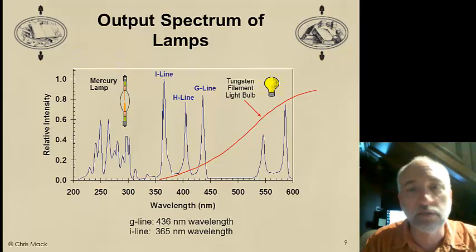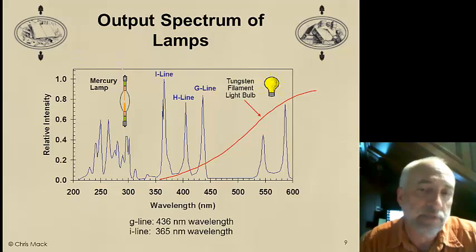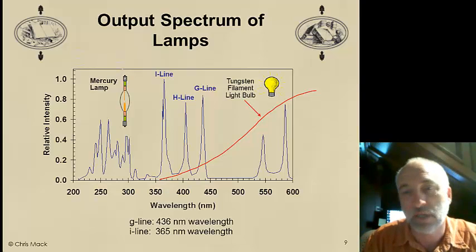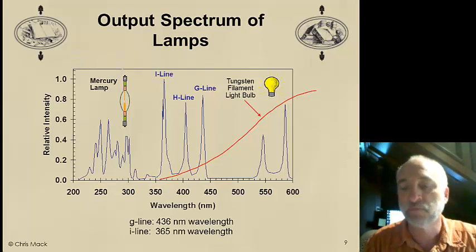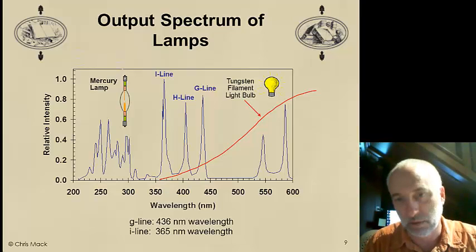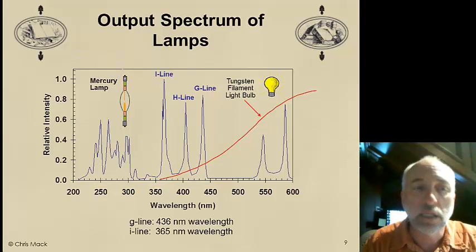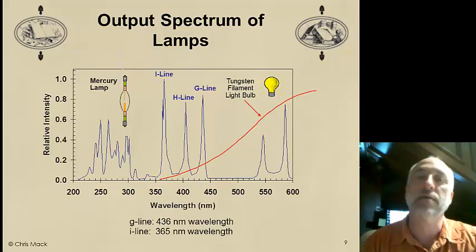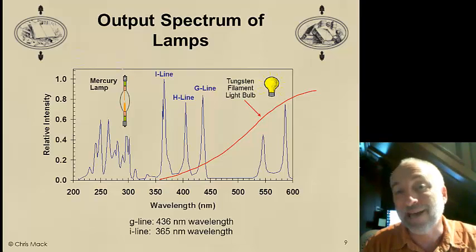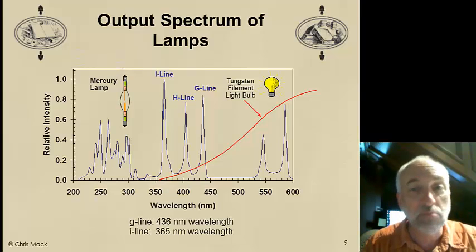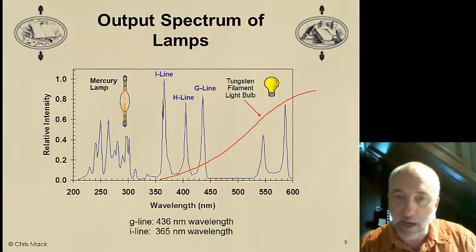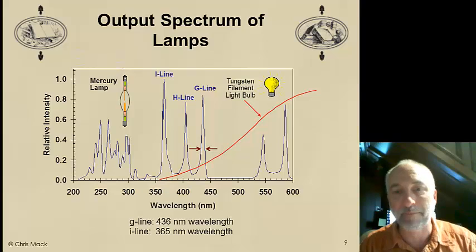But in a tungsten filament light bulb, we have a kind of a continuum of wavelengths, not specific wavelengths. Well, that's not very desirable for a lithography tool because the lens that's going to image the mask onto the wafer is designed to work at a specific wavelength. And so we need most of our energy centered around a wavelength. And we worry about the bandwidth.